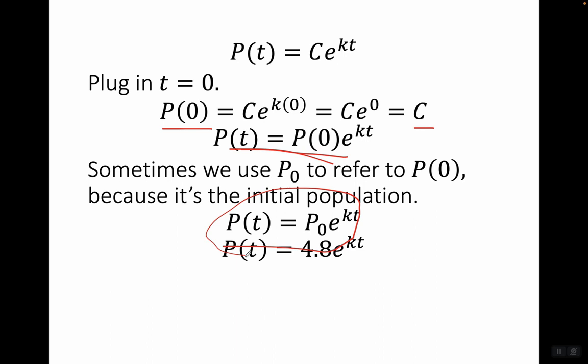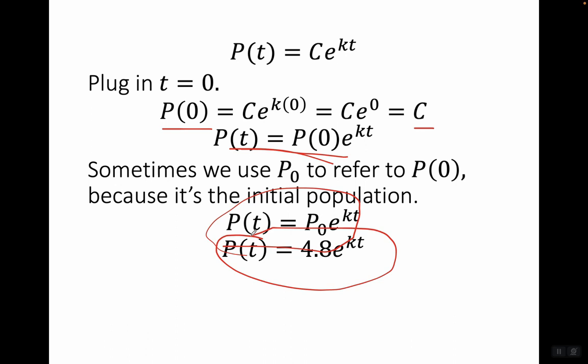We know what the initial population was. That was 4.8 million, and since we're measuring population in millions, P0 is just going to be 4.8. Okay, so we have our formula for P of t. P of t, the population in millions at time t, is going to be 4.8 e to the kt.